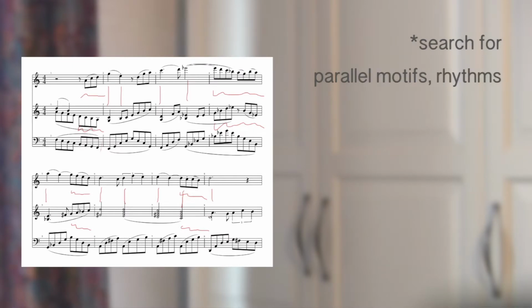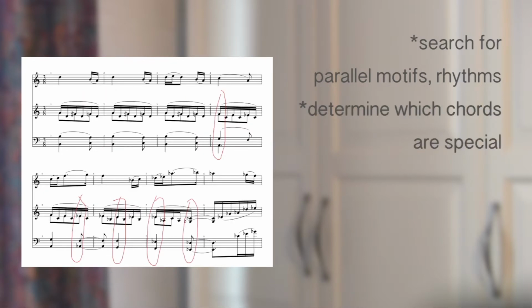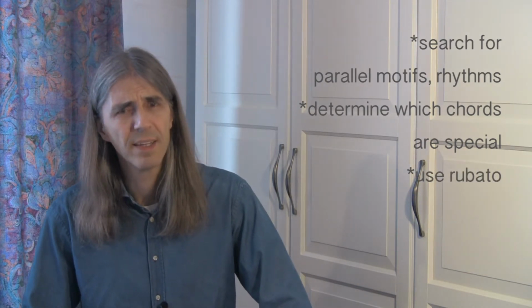Here are some pointers for coming to a deeper interpretation. Search for places where piano and recorder parts have parallel motives or even parallel rhythms. Determine which chords create a special color, a specific atmosphere. Can you push and pull a bit with the tempo, rubato, in certain places, and see the description of the airplane and the kite above?